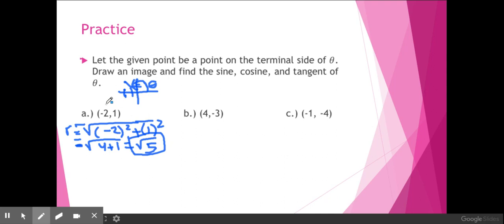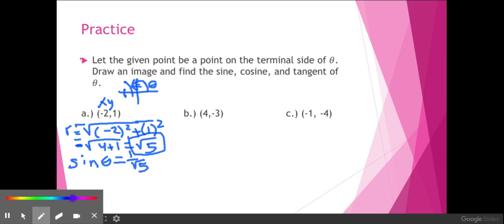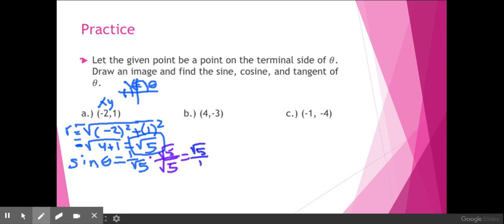The square root of 5 is not a perfect square, so we leave it as a square root. When we go to plug into the formula, sine theta equals y, that is my y value, 1, over the square root of 5, which is r. We have to rationalize the denominator. So we need to multiply by that root, because in simplest form, we do not have roots in the denominator. Here we get the square root of 5 over 5 as our sine theta.